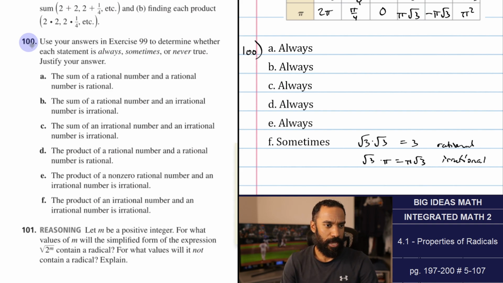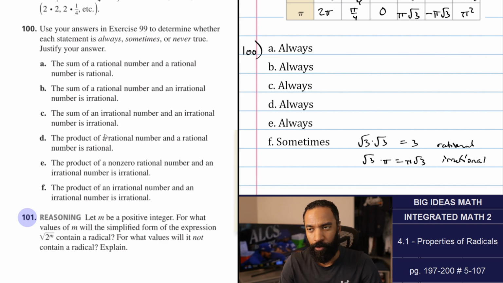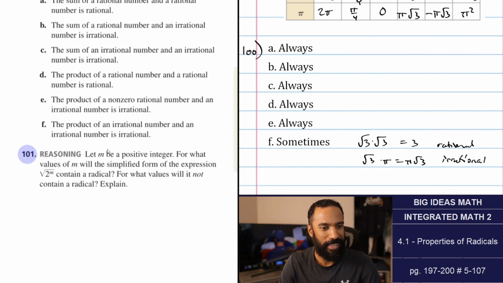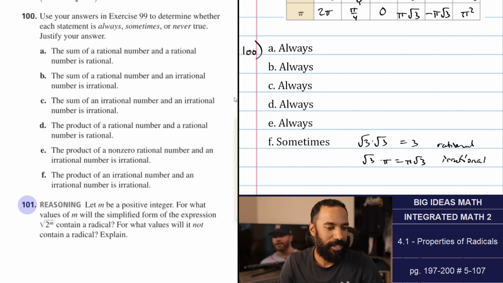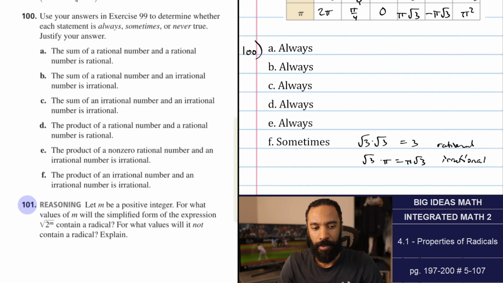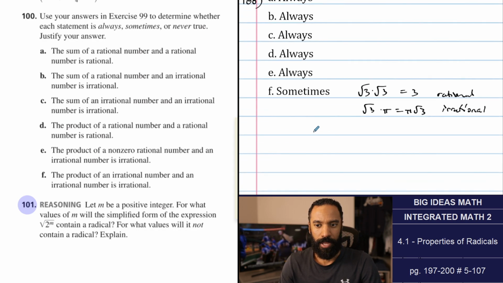I guess that's the point of the table, but it makes you think about different things. It's weird that they had 0 before, though, because I wanted to use 0 to make that point of the other part. All right, 101, reasoning. Let m be a positive integer. For what values of m will the simplified form of the expression square root of 2 to the m contain a radical? For what values will it not contain a radical? Explain. Okay. Positive. So we're not dealing with negatives.